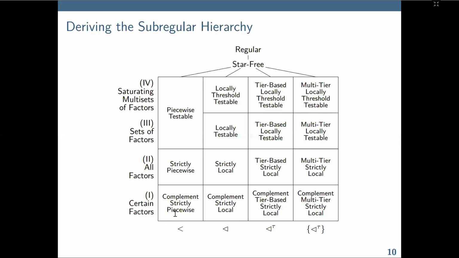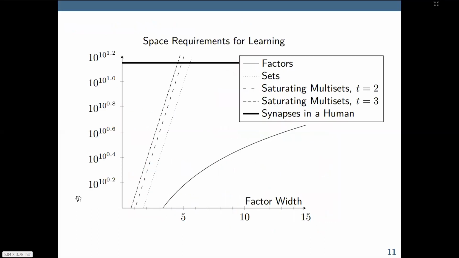Well, let's ask how these algorithms behave with respect to each other. One way to ask how an algorithm behaves is to say, how big is it? How much space do I need to store the grammar? So let's see how the algorithms store the grammar and how this size increases. And it turns out there's quite a big difference. All of them require a lot of space to store the grammar, but there's a pretty big difference between the grammars that only need to collect the factors and the grammars that need to collect sets or saturating multi-sets of factors. So this difference is pretty pronounced.